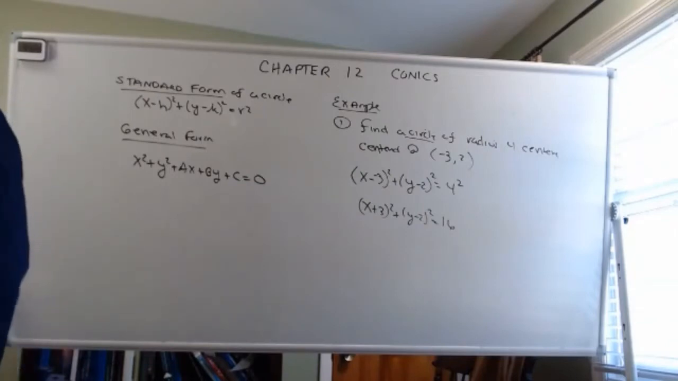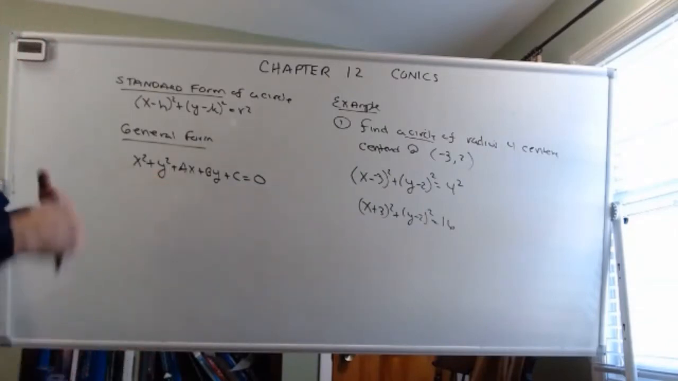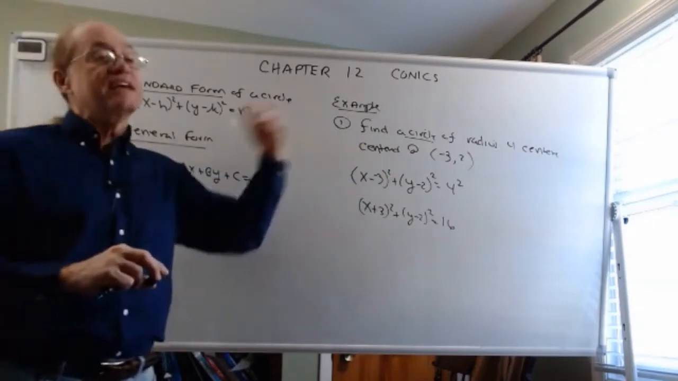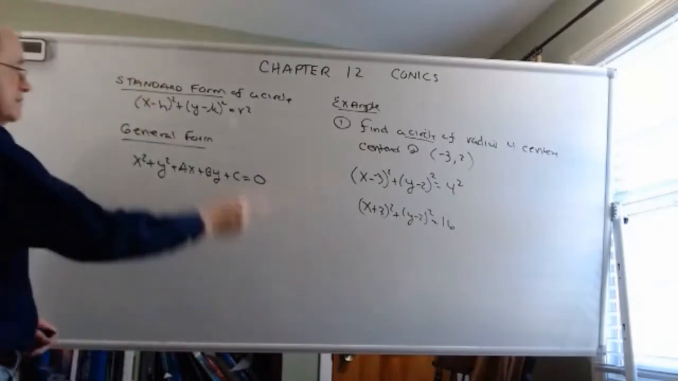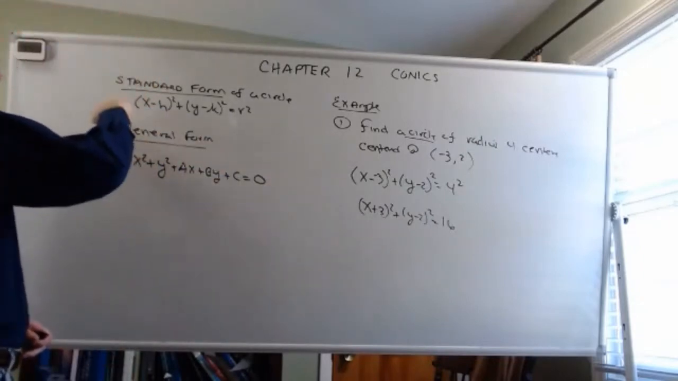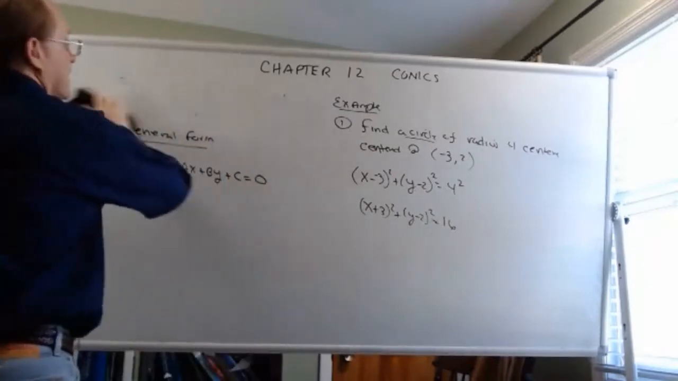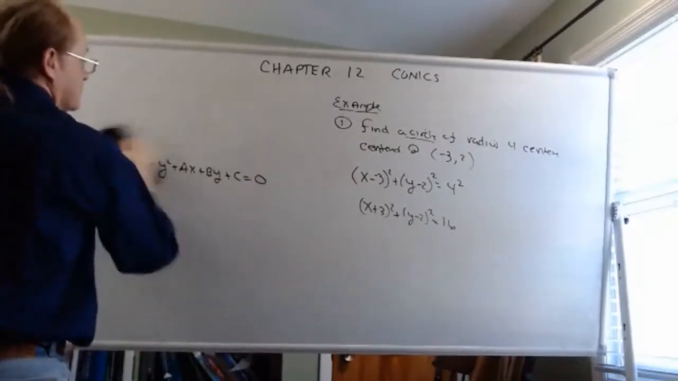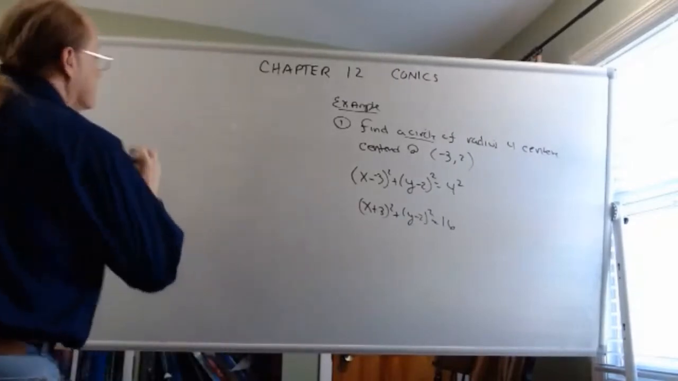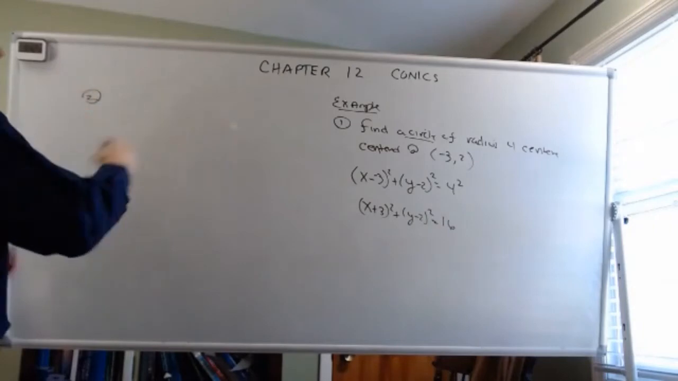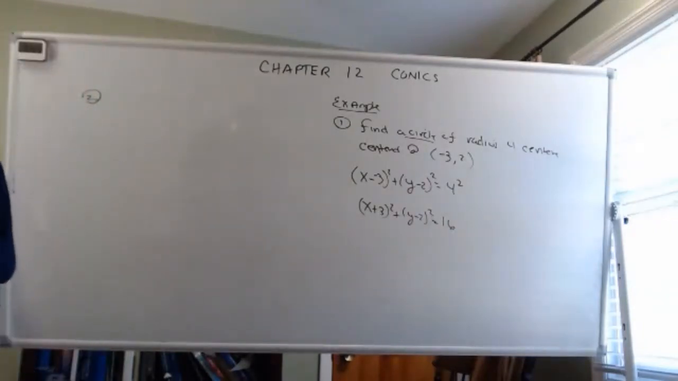Now where it gets a little more complicated is when you're given this form and then you're asked to find the radius and center of the circles. So let's take a look at an example of going from here to there. That's our second type of example that you will see when you're asked to find the equation of a circle, or now find the important features of that circle, its center point and its radius.